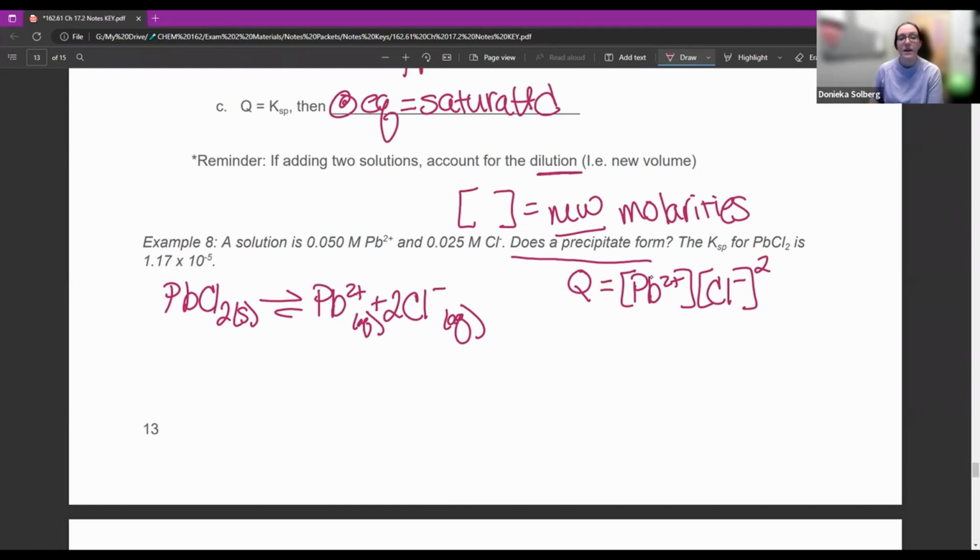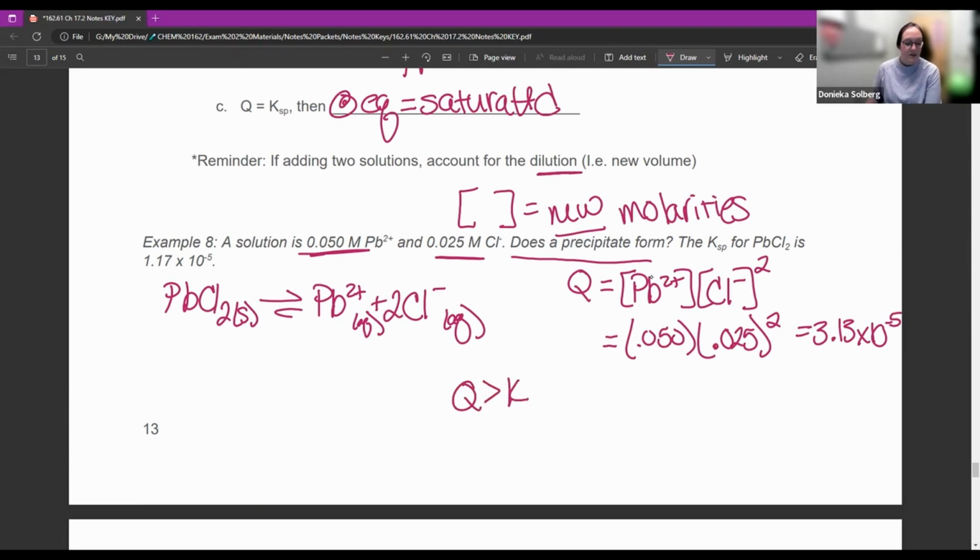Now, remember, if I had given you things you were adding together, you need to dilute. In this case, I already told you what the concentrations were. I didn't dilute anything. So we're just going to plug these in. So if I calculate Q, right here, I'm going to put in 0.050. I'm going to put in 0.025. That one is squared. So I get a Q value of 3.13 times 10 to the negative fifth. Okay. Well, that compared to 1.17 times 10 to the negative fifth, Q is greater than K. So in that case, a precipitate will form. Okay. So that's all you have to do. Calculate Q and compare the two.